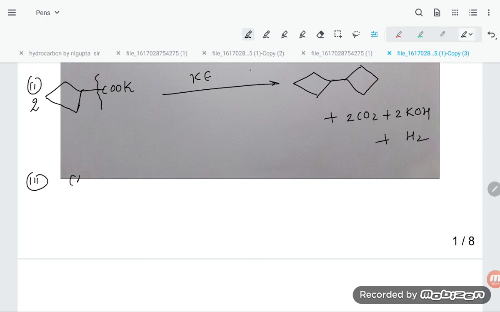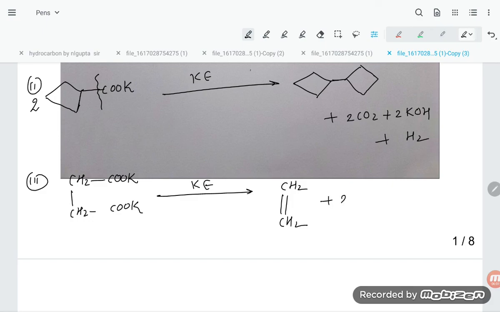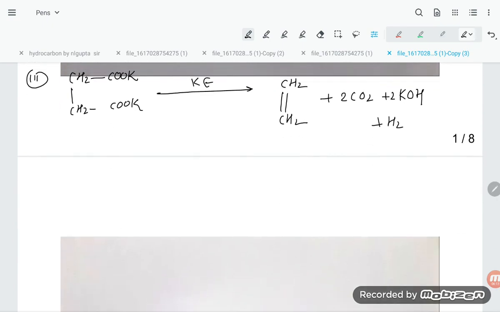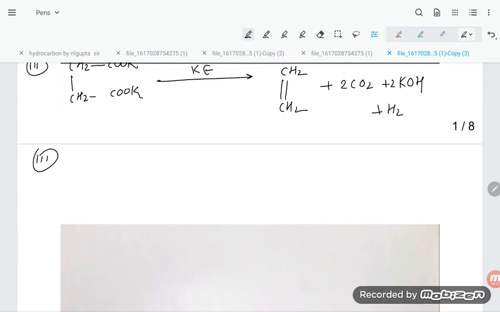If we are having CH2COOK and here is CH2COOK, and you are doing Kolbe electrolysis, what compound is going to be formed, students? This is CH2 double bond CH2, right? And next, 2 mole of CO2 plus 2 mole of KOH plus hydrogen gas will be released here.